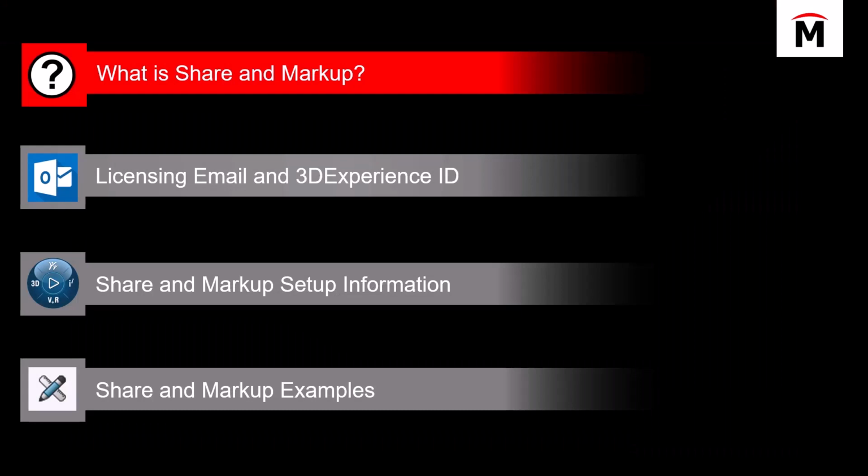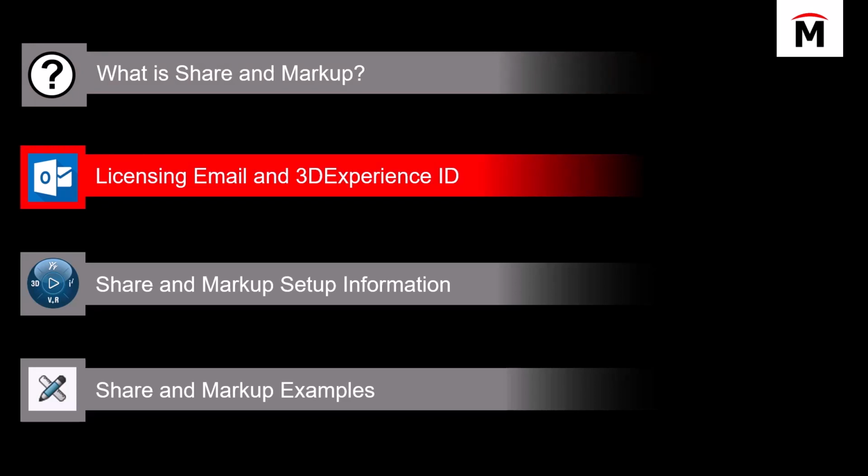Now that we have an idea of what Share and Markup is going to provide us, let's start talking about how to get everything set up. The first item I want to mention are the licensing emails and 3D Experience ID. Please keep in mind that we do have a dedicated video currently on our YouTube channel that goes into the licensing emails and platform activation a little bit more in depth.